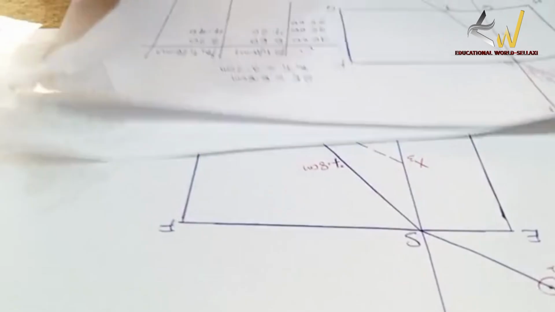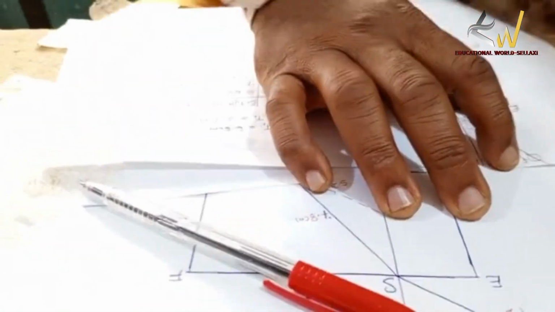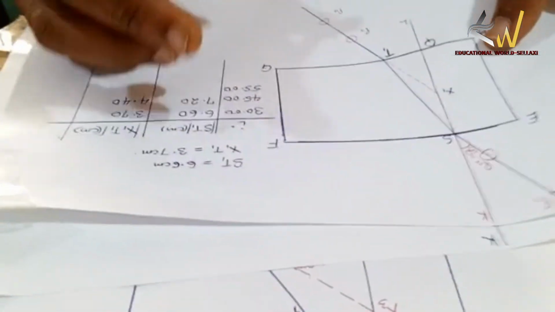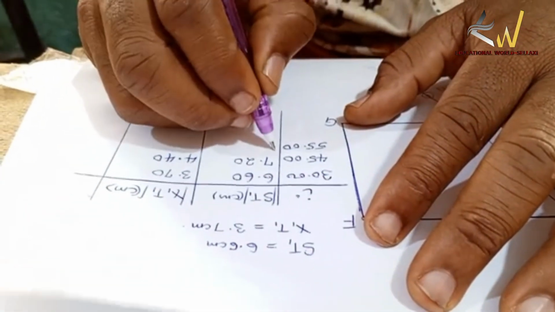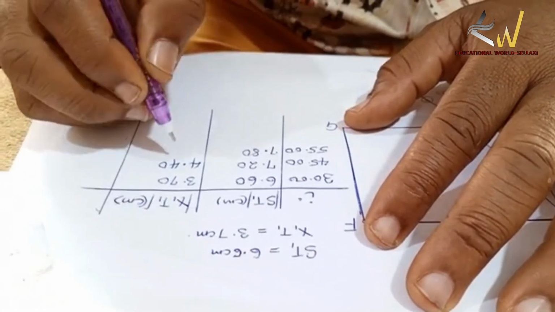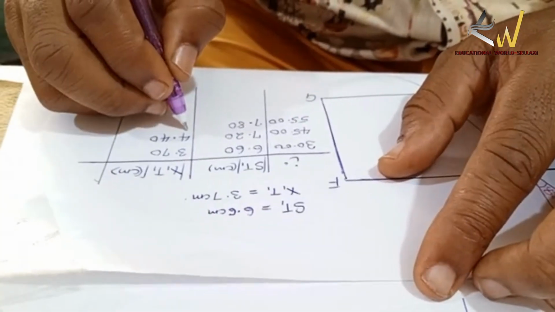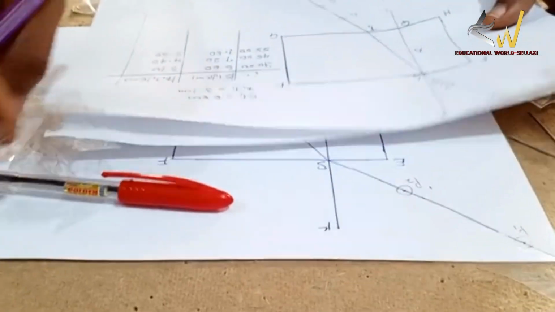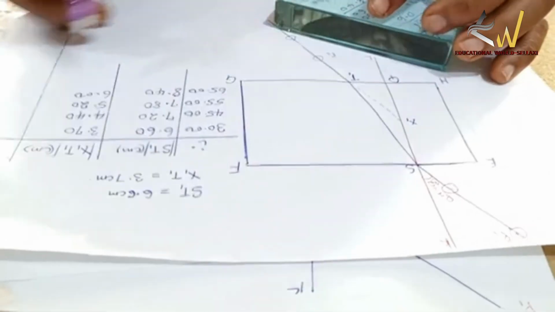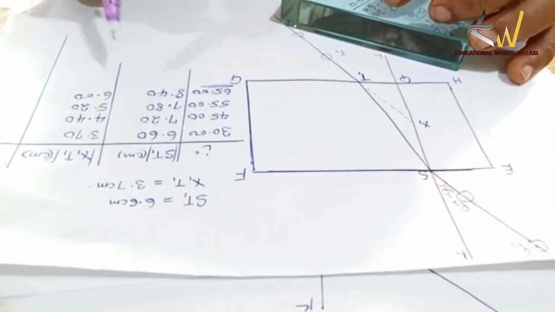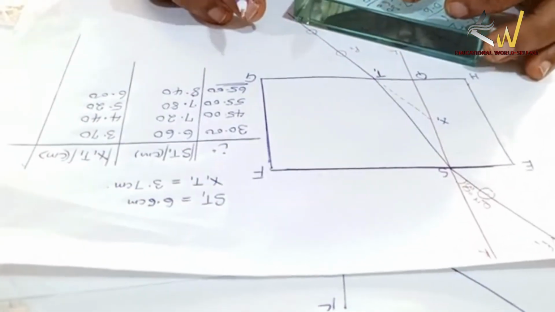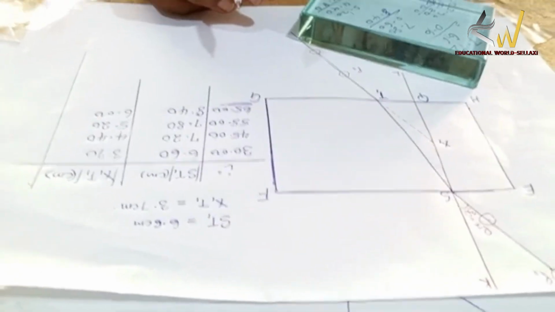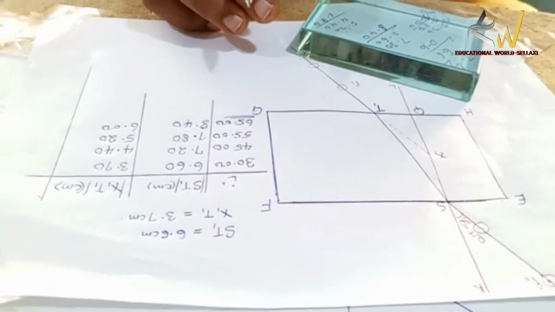So we go back to our table of values and we put those points down. So when the angle of incidence is 55 degrees, ST1 is 7.80 centimeters and X1T1 is 5.20 centimeters. Fast forward to the last one, when the angle of incidence is 65 degrees, and carrying out everything, we have that ST1 is 8.40 centimeters and X1T1 is 6.00 cm.